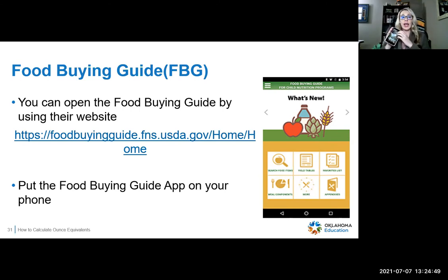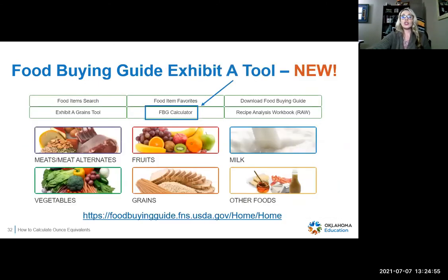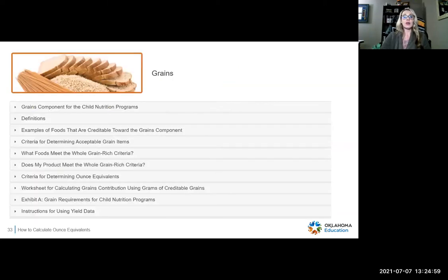And there's also an app. Again, you just type in food buying guide and you can get the app. In the food buying guide, it also gives you a food buying guide calculator and the grains. Again, this is what also is in there. The food buying guide is a great resource, and you can see examples of foods that are creditable. Grain exhibit A, the grain component for child nutrition programs. So that's for all programs. Criteria for determining acceptable grain items.